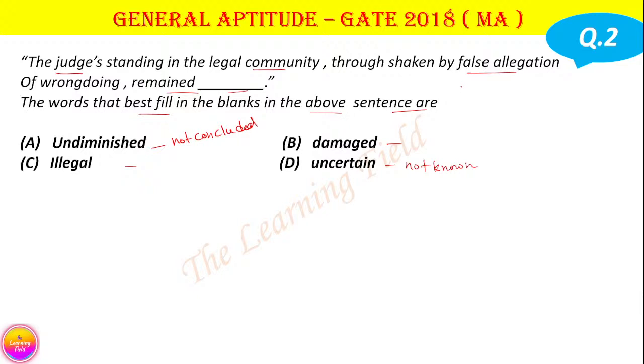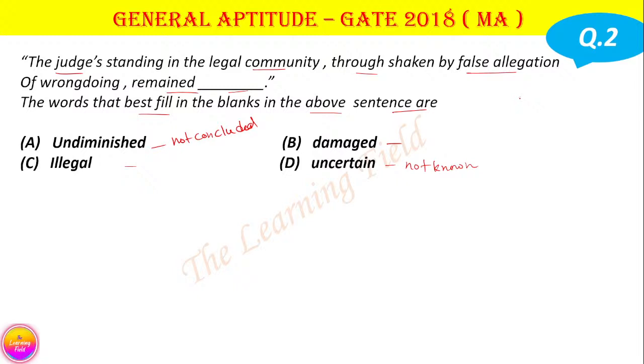That means what? Suppose we blame someone for his wrongdoing, but we don't know whether he or she did that illegal work or not. That type of sentence, this one. So the judge standing in the legal community through second by the false allegation means someone gives someone a false allegation for a wrongdoing.